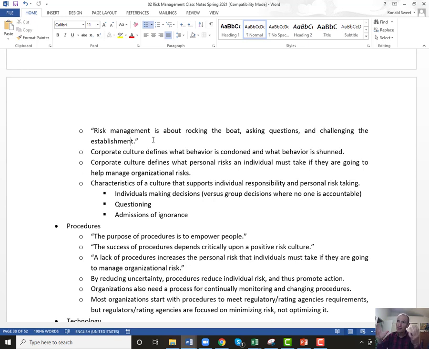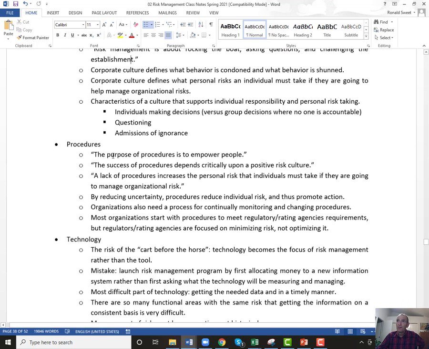I think the fact that I was single, had plenty of money saved up, kind of gave me this freedom that I was like, yeah, fire me. You have to give me severance and boy, I'll be even better off. Not that I was trying to get fired, but I wasn't really that worried about it. Culture defines what behavior is condoned and what's shunned, and that's really important. What personal risk do you have to take? People are not going to take huge personal risk to save the company.